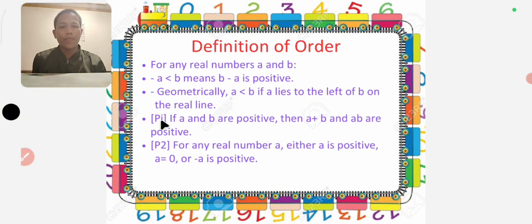In proposition number 2, for any real number A, either A is positive, or A is equal to 0, or negative A is positive, because if you negate negative A, it will equal a positive number. So that's all for the definition of order.